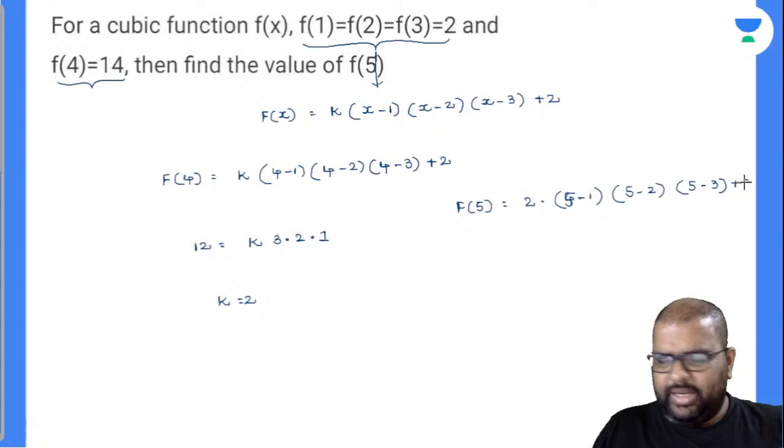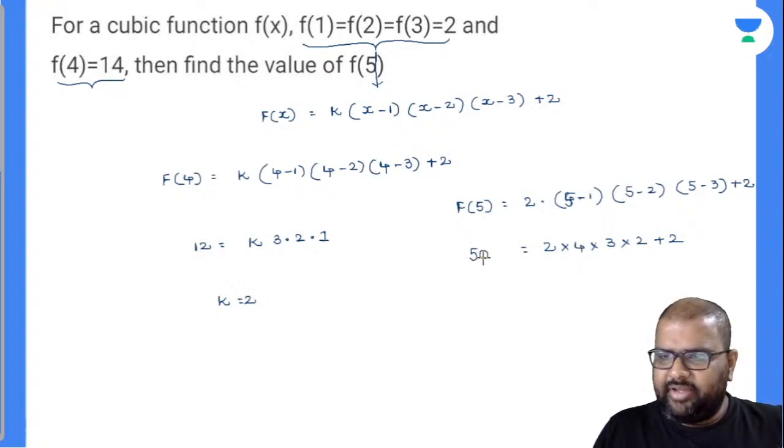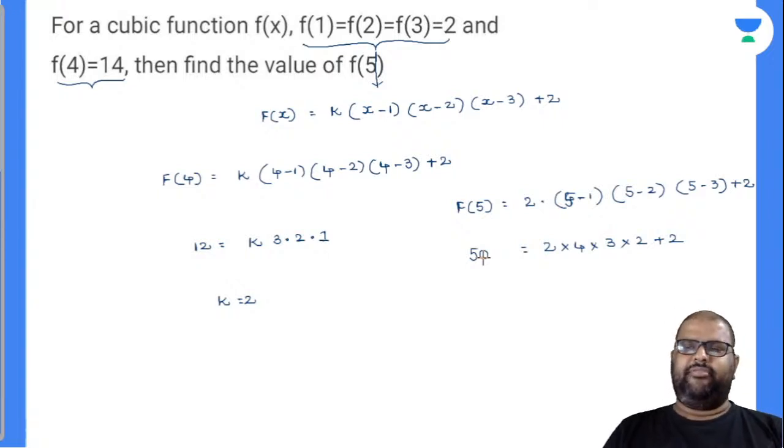plus 2, 14. So 2 into 4 into 3 into 2, 5 minus 3 is 2, plus 2. 4 twos are 8, 8 threes are 24, 48. So f of 5 is 50. Plus 2 is there.